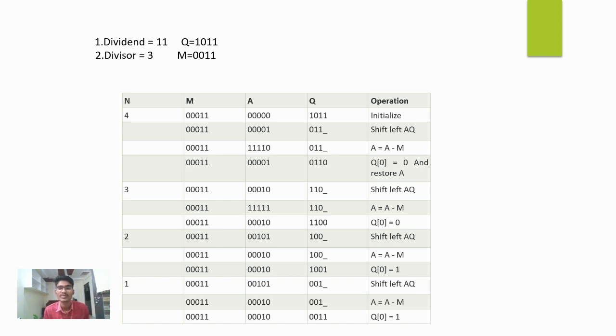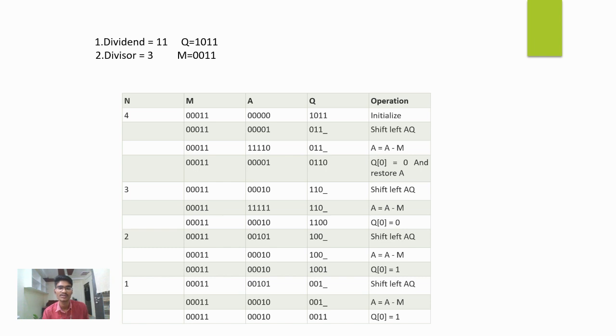After that, we are going to perform A is equal to A minus M. Then A becomes 00010, and Q becomes 001 and an empty space. If we check that the MSB of A is 0, then the value of Q naught will be 1. At each left shift, we are going to decrease the value of N by 1. And at last, the value of N becomes 0.